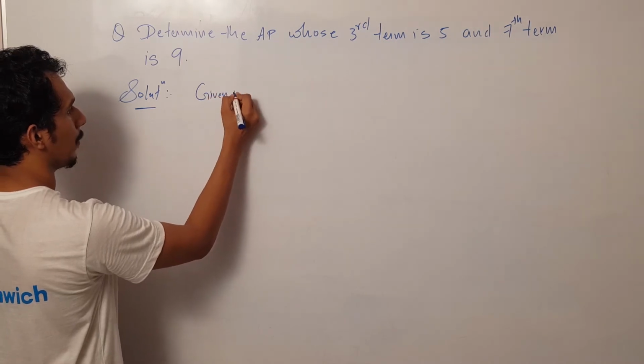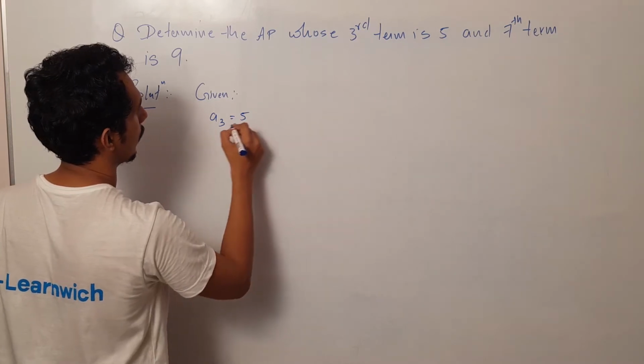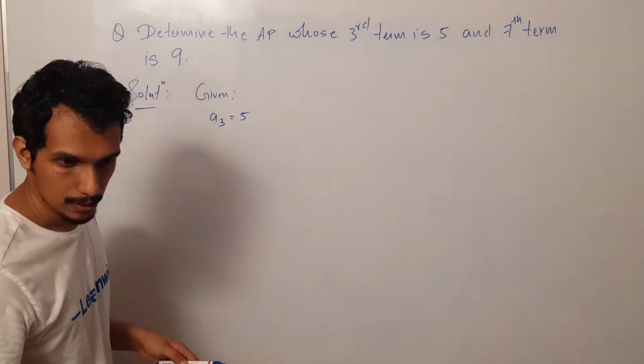First, write whatever is given. Okay, I am getting A3 as 5.